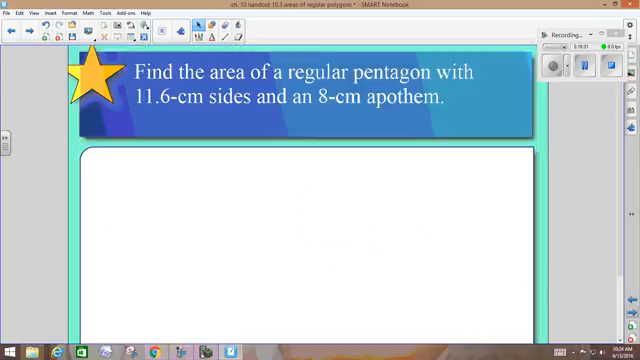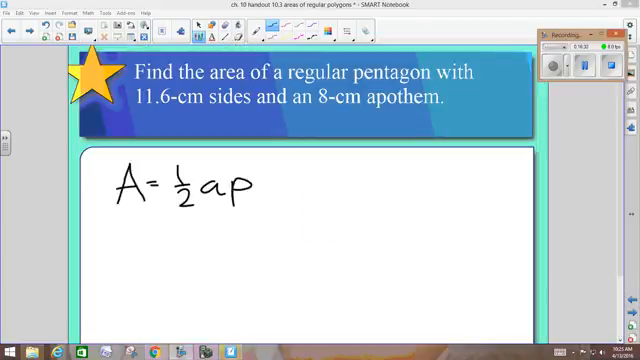Try number 5. Area of any regular polygon, you can use 1/2 AP. Jack, what's this little a stand for? Do we know that length? What is it? 8. Good. Jack, what's the P stand for? Do we know what it is? You do? What is it? How the heck did you get that?